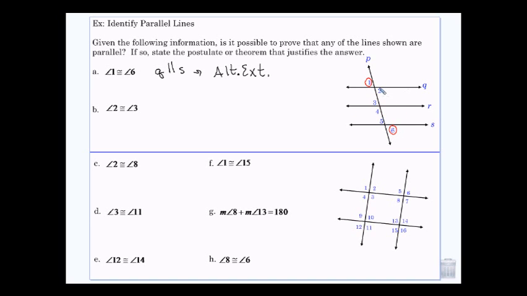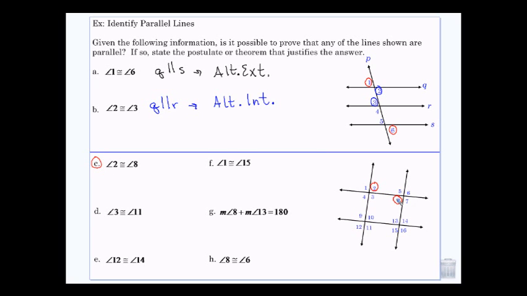Now for 2 and 3, these are alternate interior. This is what will let me know that Q and R are parallel. So Q is parallel to R because of alternate interior. Okay, so if we look at these, I have 2 and 8. So I'm going to do C in red. So I have 2 and 8.